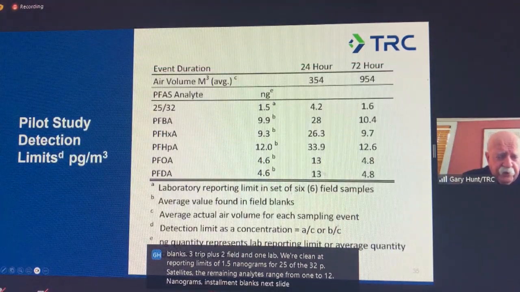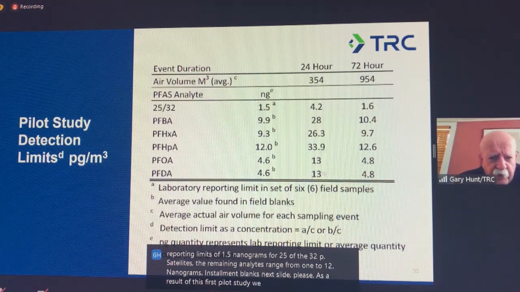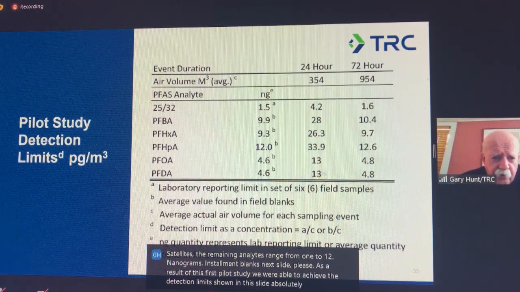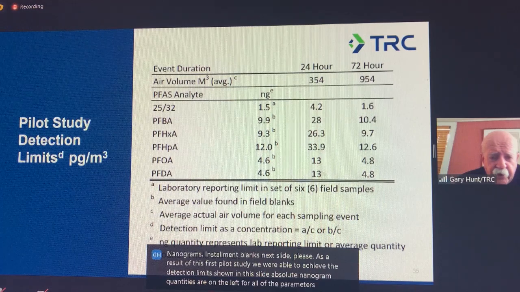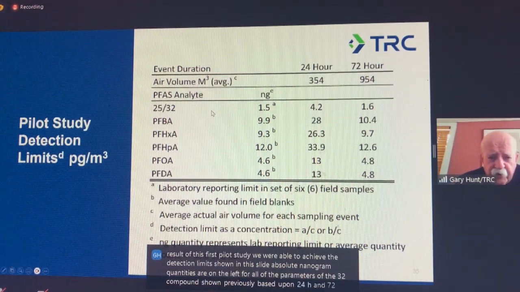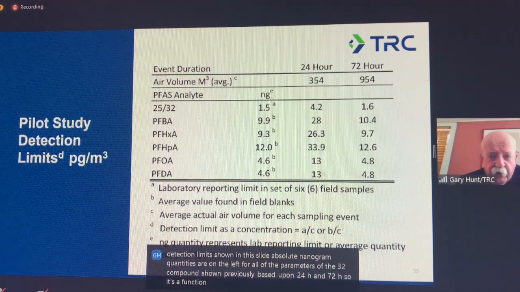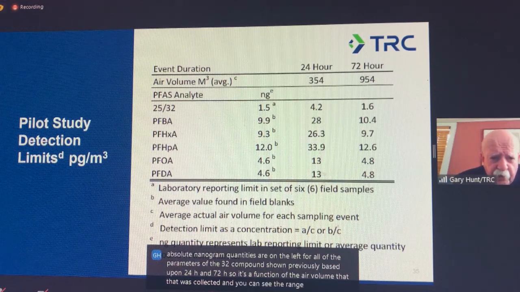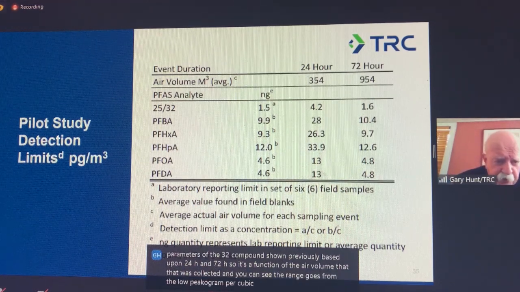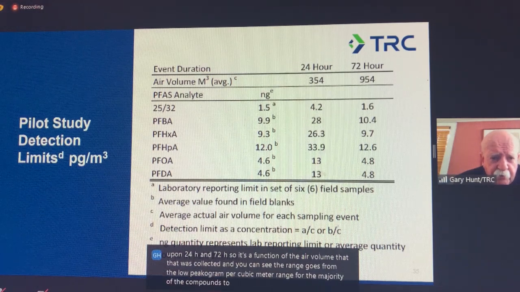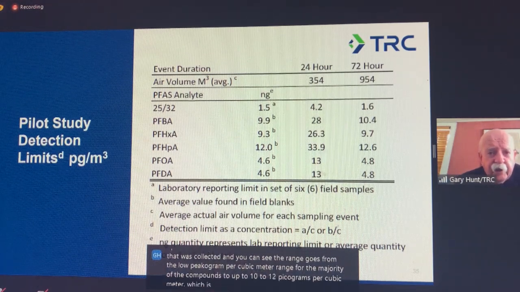As a result of this first pilot study, we were able to achieve the detection limits shown in this slide. Absolute nanogram quantities are on the left for all of the 32 compounds shown previously, based upon 24-hour and 72-hour sampling, so it's a function of the air volume that was collected. And you can see the range goes from the low picogram per cubic meter range for the majority of the compounds to up to 10 to 12 picograms per cubic meter, which is again influenced by the blank contamination.